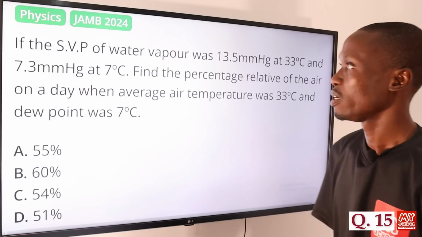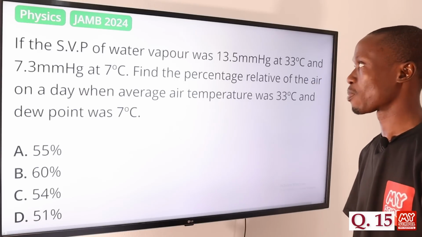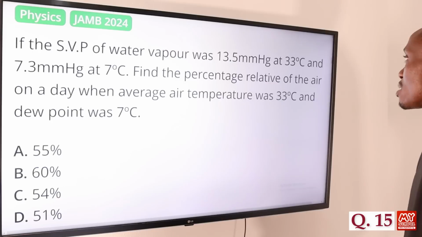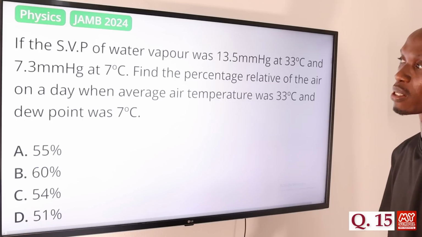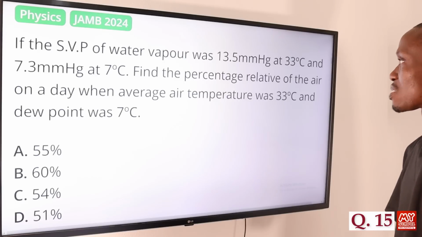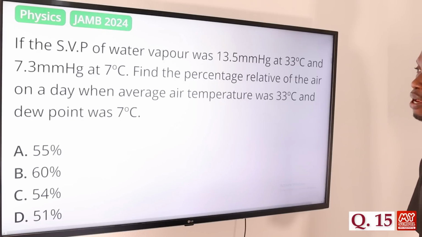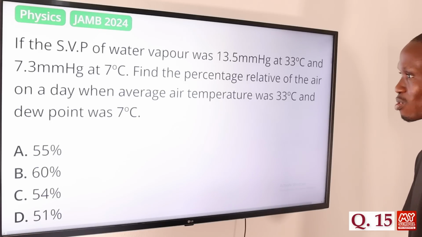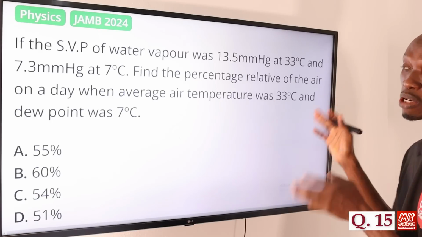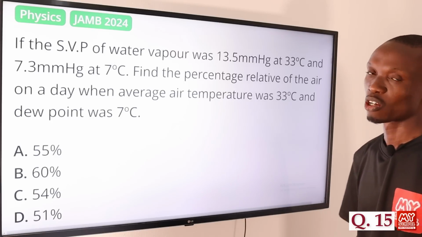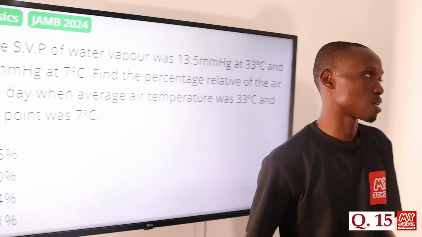Question 15. If the SVP of water vapor was 13.5 millimeter of mercury at 33 degrees Celsius and 7.3 millimeter of mercury at 7 degrees Celsius, find the percentage relative humidity of the air on a day when average air temperature was 33 degrees Celsius and dew point was 7 degrees Celsius. So this question, basically they are asking us to calculate relative humidity. Okay, so let's move over to the board to provide answer to this question.